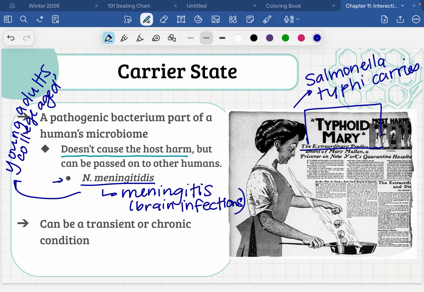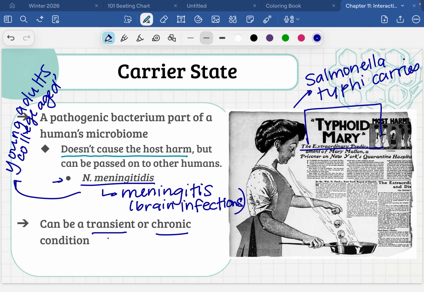And the bacteria that has been in one person's respiratory tract their whole life and has never caused them to have any problems can make somebody that they're kissing really, really sick, which is a scary thing, but it is incredibly rare for that type of infection to happen. But that is another way that carrier state can happen.